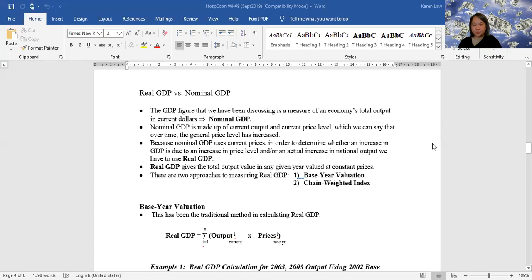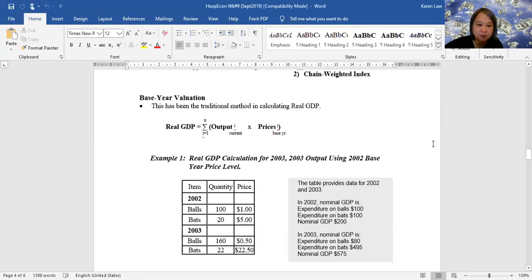All right, so I hope that was a relatively clear example of how we calculate real GDP. So remember, real GDP is a summation of current output and base year prices. Usually whenever you're comparing two years, the base year is generally the year before. So when we're looking at the increase in output from 2017 to 2018, we're usually going to use 2017 as the base year.